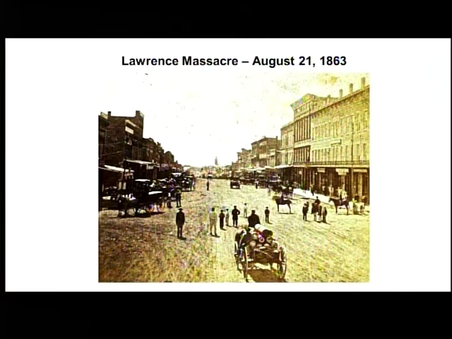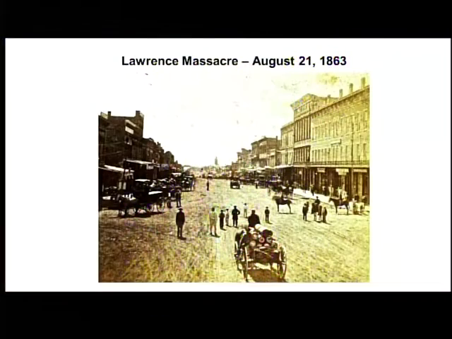Now, we're going to talk about the Lawrence Massacre. This happened later in the Civil War, August 21st, 1863. Now, there was a group of guerrilla fighters who sympathized with the Confederate Army, under the command of Captain William Quantrill. And their whole idea was to disrupt anything to the Union in Missouri and Kansas. And they were really upset about the abolitionist movement and those in Lawrence, Kansas. So we'll go to the next slide.